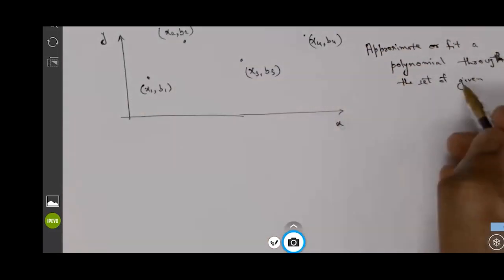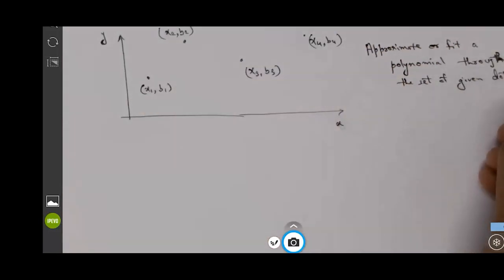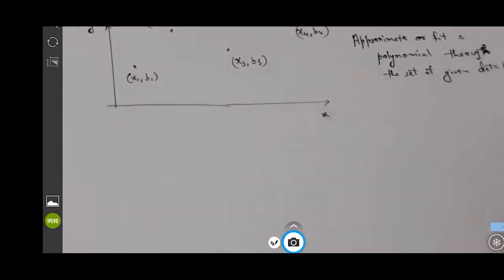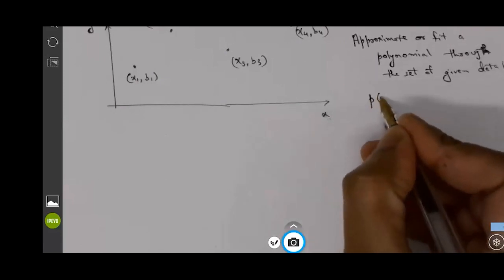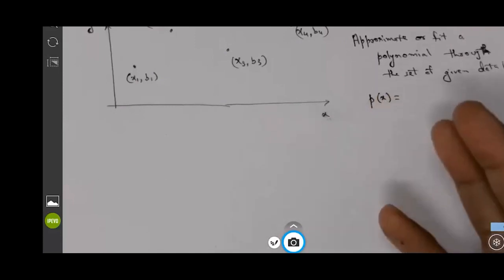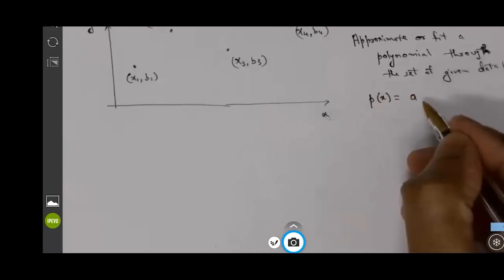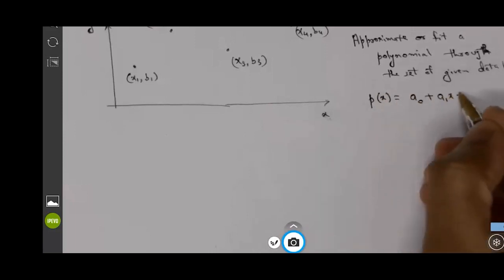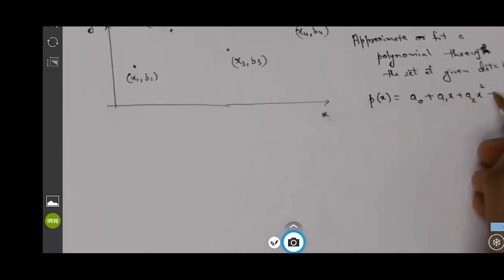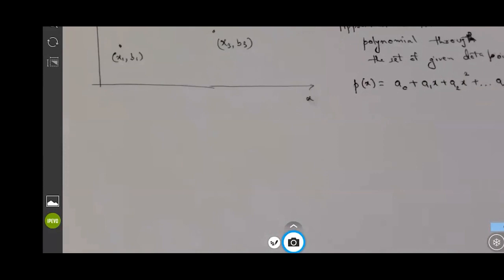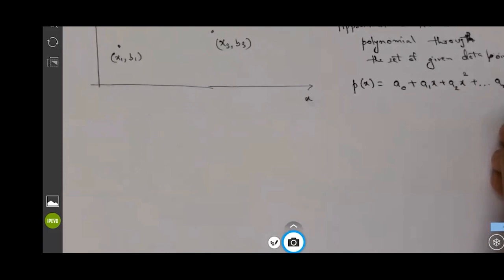Right now I have only 4 data points. Let me also write the form of a polynomial, which is generally given by a0 plus a1x plus a2x squared, and so on, plus anx to the n. Sorry, anx^n.